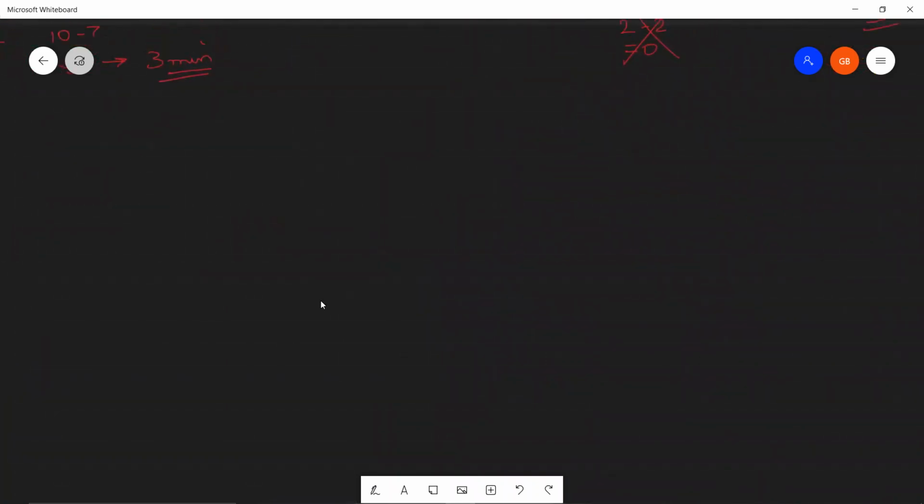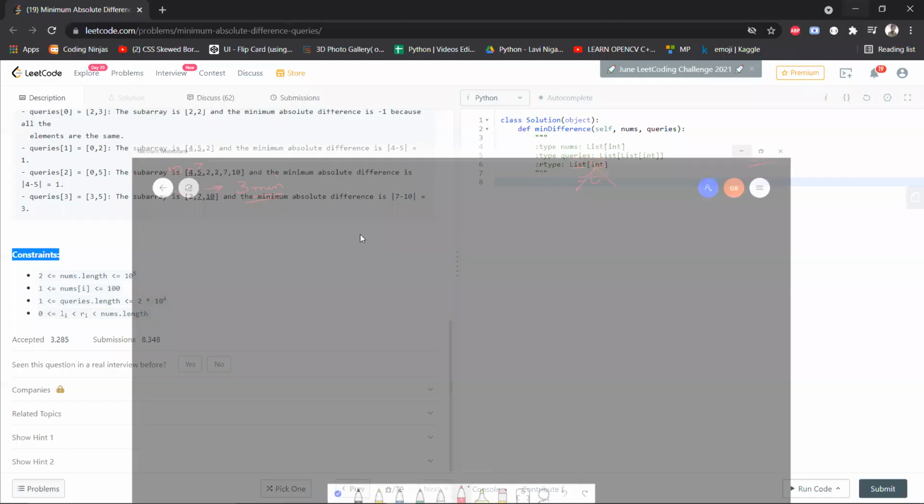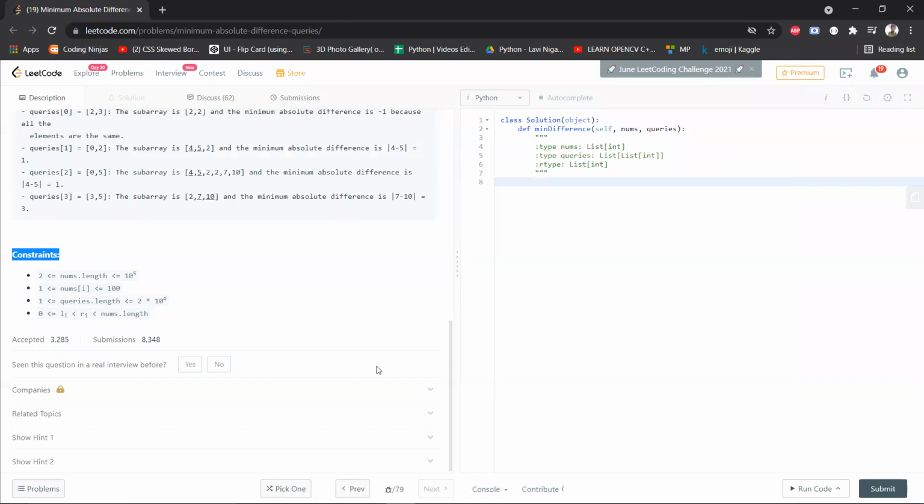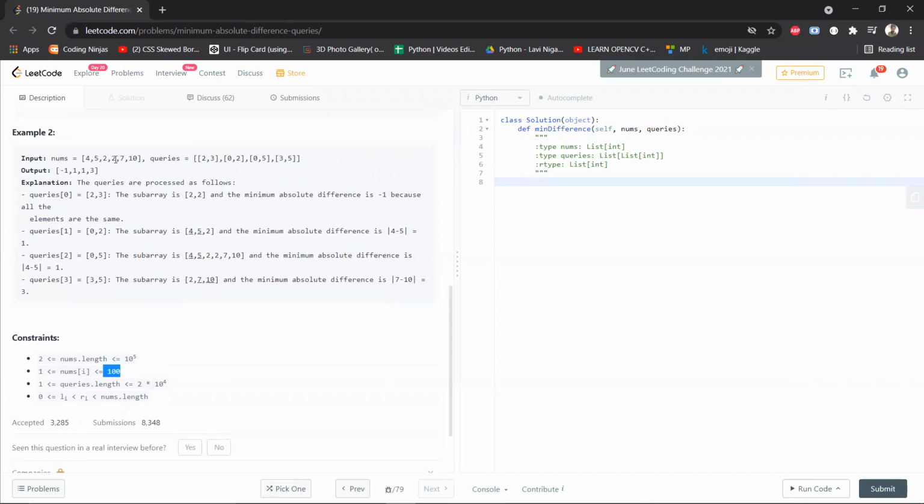Now, let's discuss the final method to solve this problem, the method that will actually work, and the method that you're going to code soon. For that, we need to make a very important observation from the constraints over here. And that important observation is the fact that inside your nums array, your elements cannot be more than 100. What I mean to say is that 5, 4, 2, 2, 7, 10, these numbers will never exceed 100.